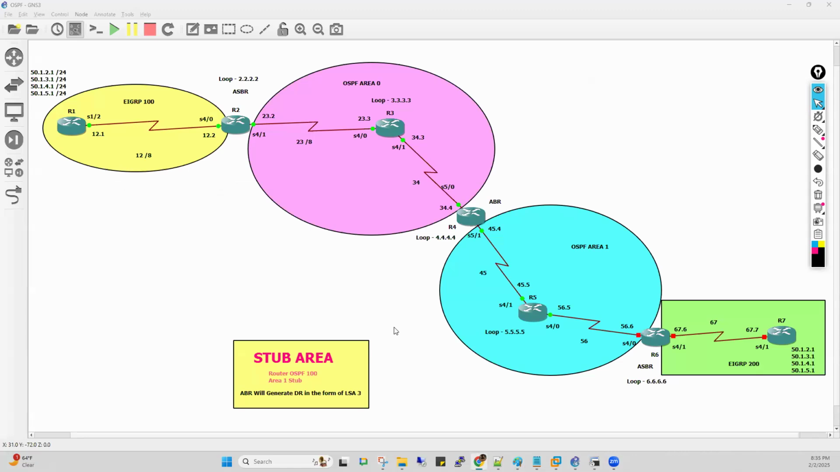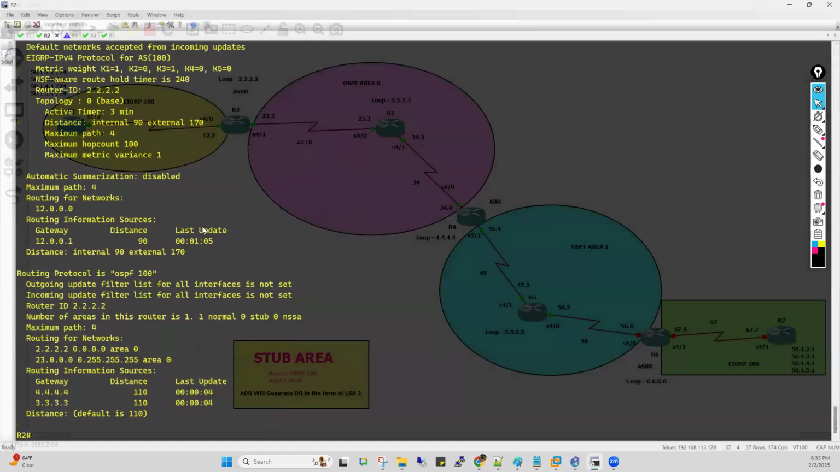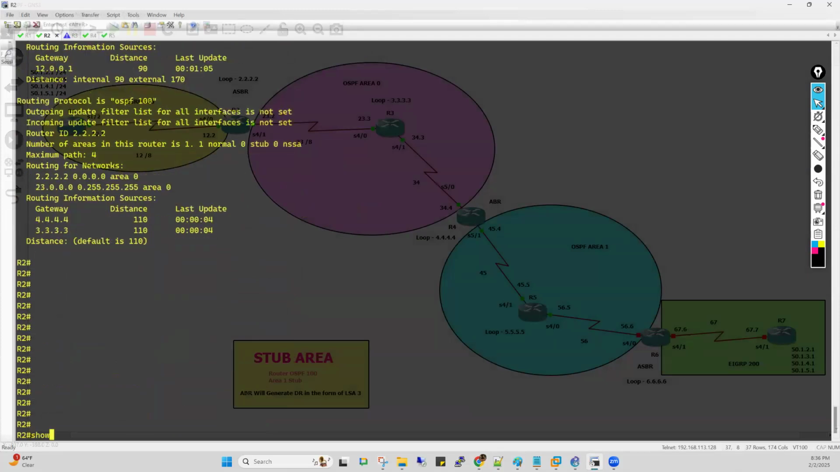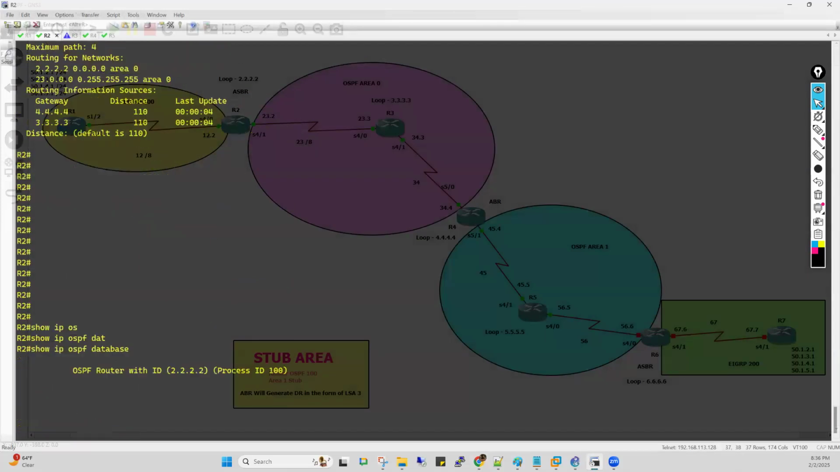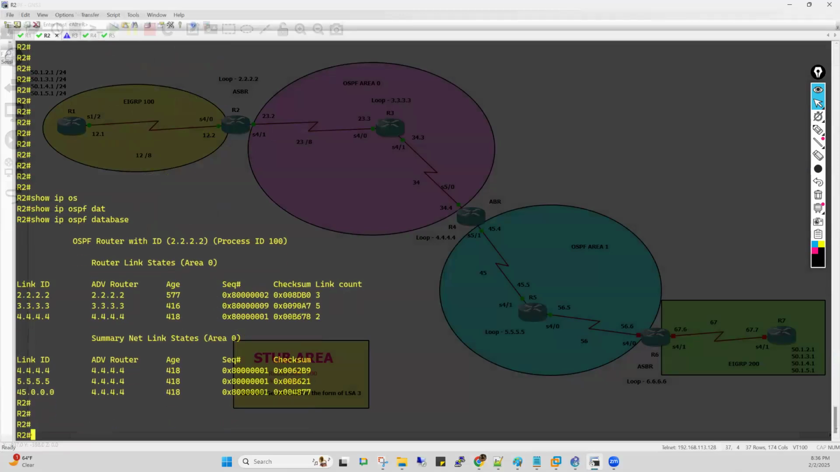Now come to router number 2. I am writing the command show IP OSPF database. So guys, when I write show IP OSPF database, what am I getting? I am getting two LSAs there, router LSA and summary LSA. Agree everyone? Yes or no? Let me know.